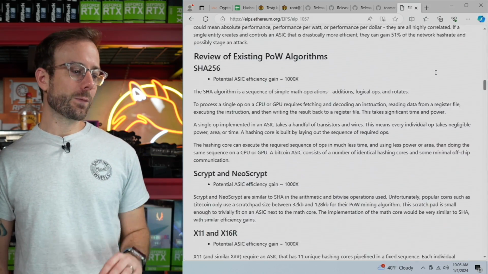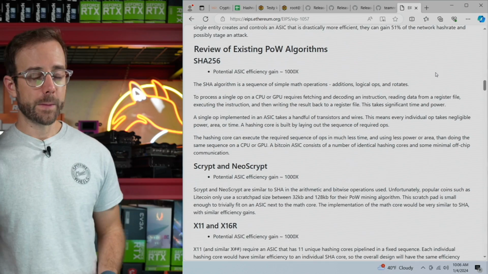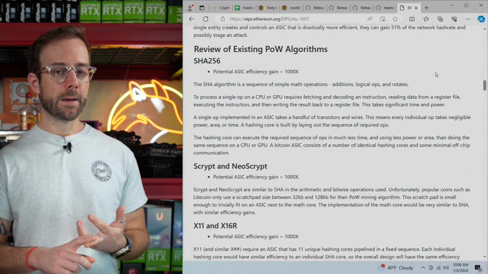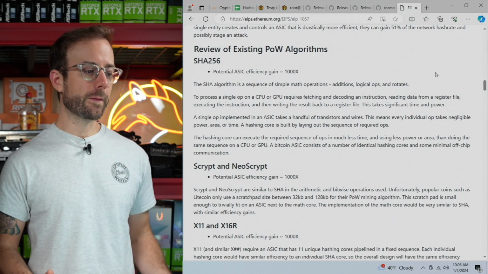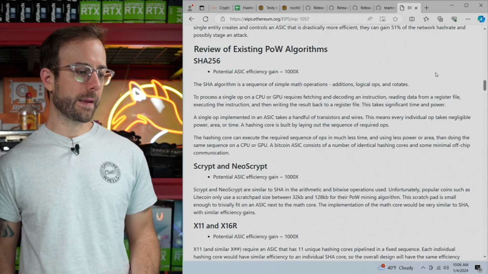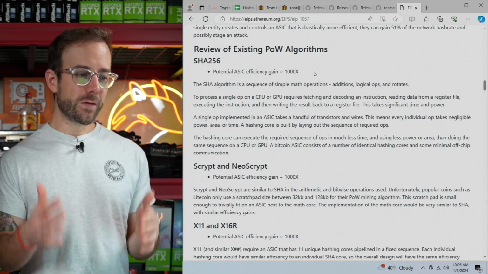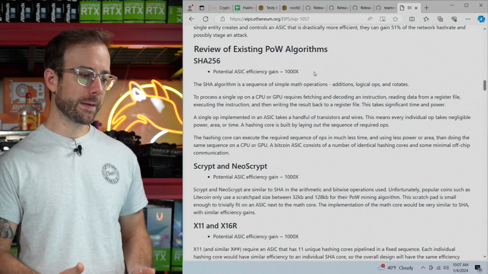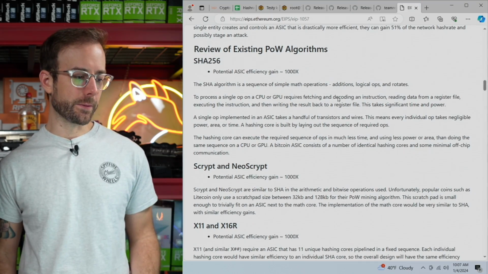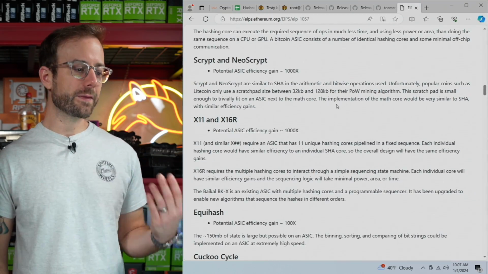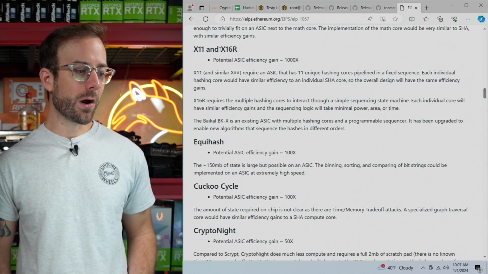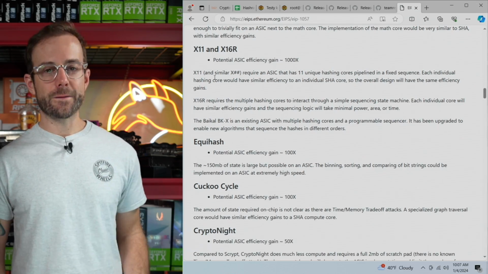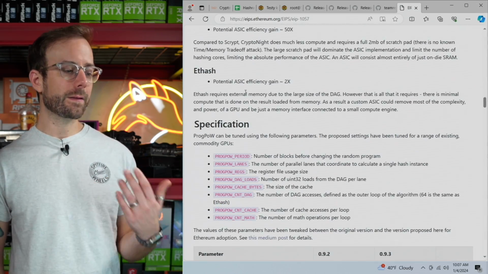In the before times, what would happen is an algorithm would come out, it'd be mineable by maybe CPUs at first and then heavily GPUs during my entry into GPU mining. And let's take SHA-256, Bitcoin's algorithm, as an example. The ASIC efficiency gain is around 1,000 times versus using either a CPU or a GPU. Scrypt, Litecoin's algorithm, 1,000 times. X16R, Ravencoin's original algorithm, 1,000 times more efficient on an ASIC. Equihash, the list goes on.